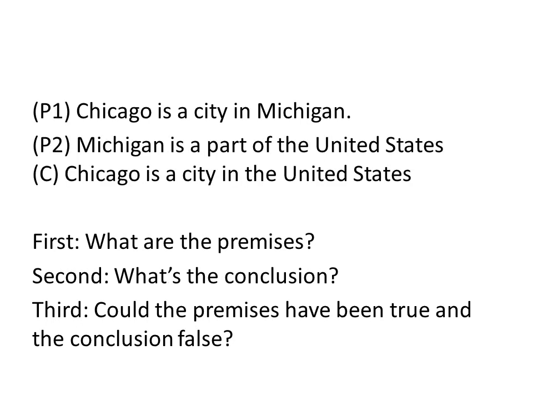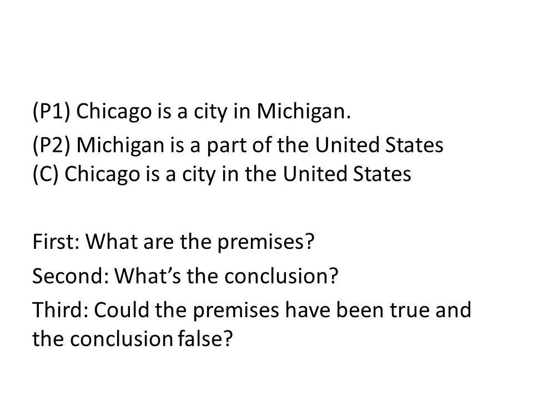So here's what I think the premises are. Chicago is a city in Michigan. Michigan is a part of the United States. In conclusion, Chicago is a city in the United States. I did this by looking for a conclusion indicator word, therefore, and then going back and looking at the rest of the passage, and it turns out that that stuff is supposed to support what I've identified as the conclusion. So those are the premises.